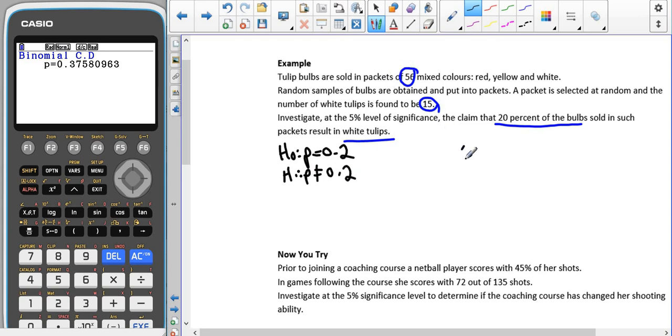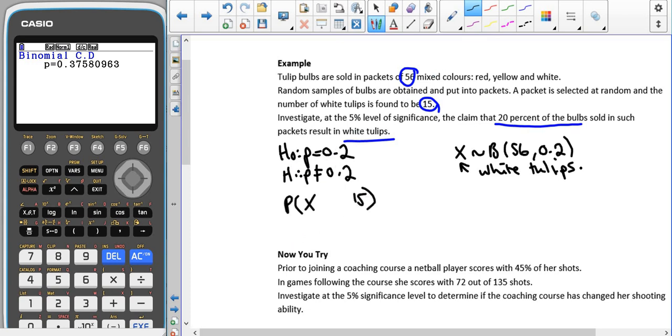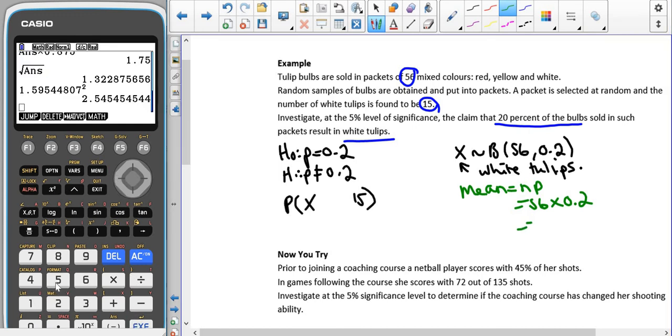Now in the packet there are 56 tulips that we're looking at. And as I said, we're looking to see if it's 20%. So this is white tulips. And the number that we found was 15. But because it's a two-tailed test, we first have to find the mean. Remember, that's np, so 56 times 0.2. Just popping that into the normal part of the calculator. So 56 times 0.2, which gives us 11.2. That's what we were expecting, but we got 15.